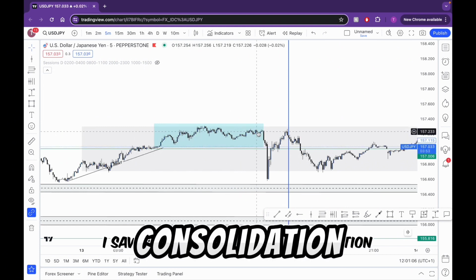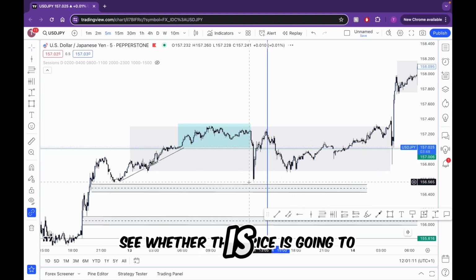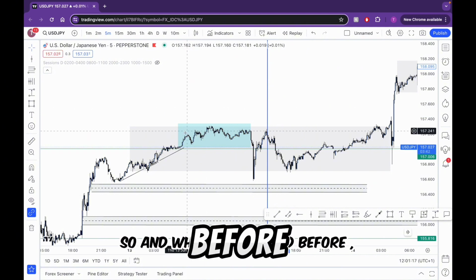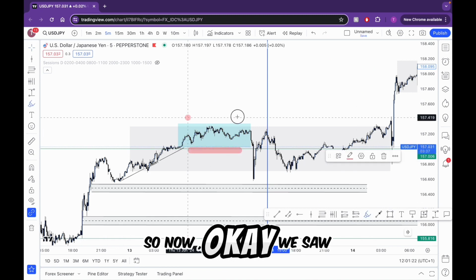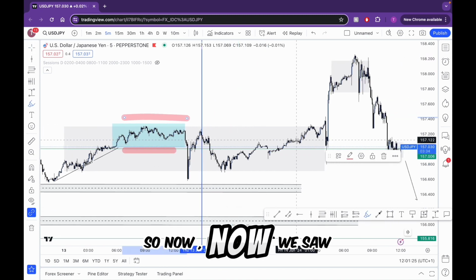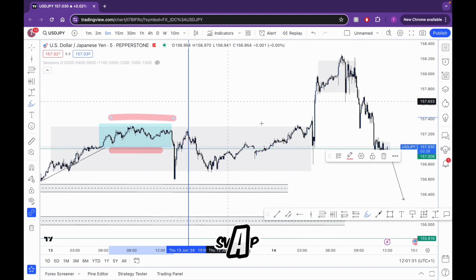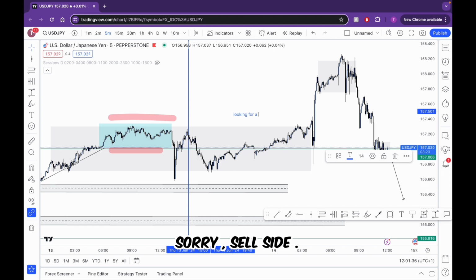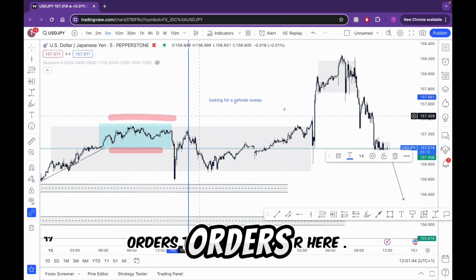I saw that there was a consolidation over here and the price moved down. Now I'm waiting to see whether the price is going to break out of this range or is going to go up. As I mentioned before, when there is a consolidation, there are orders on both sides. Now that we saw that the orders were taken, I'm looking for a buy side sweep. Let me write that down. Sorry, sell side sweep. I'm looking for the orders to be taken over here.